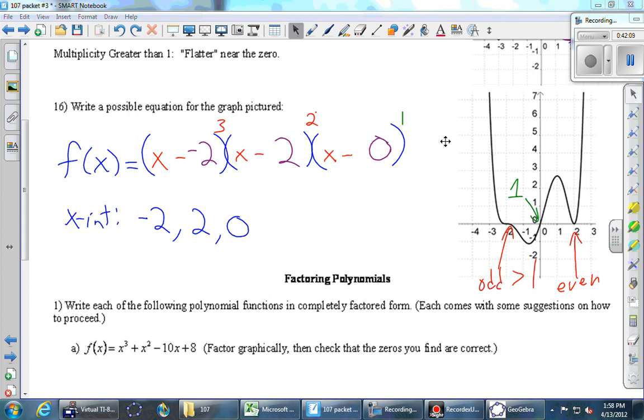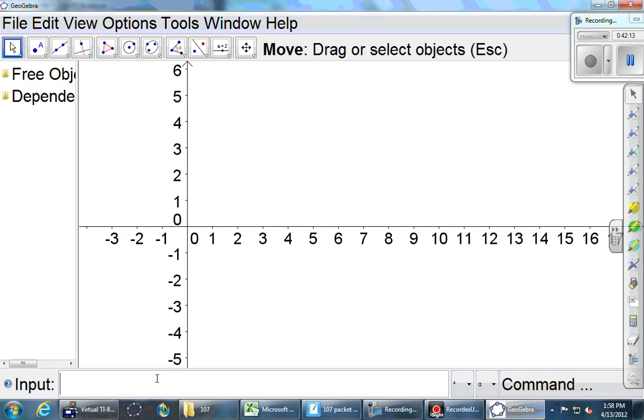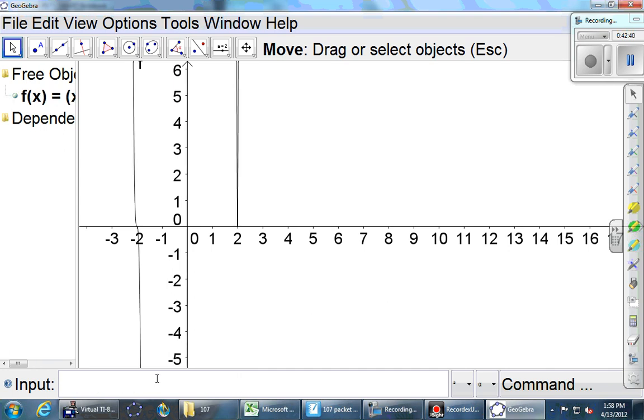Of course, there's freedom because we could have picked different powers, but let me just type this in real quick. So somebody read that to me. F of x equals x minus -2 to the third. That is the x plus 2. x minus 2 to the second. Is that right? And then x minus 0 to the first.